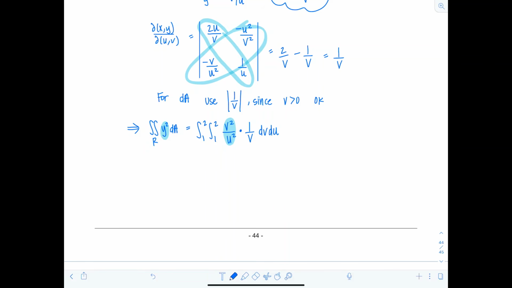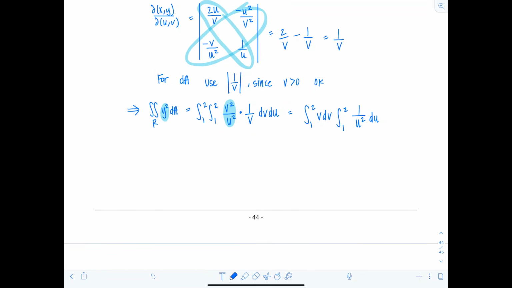All right, how would you actually evaluate it? They didn't ask us to, but we of course want to be prepared. Well, again, all my limits are constants, and the integrand is a product of a function of v and a function of u. So I can break it up into the integral from 1 to 2 of v dv times the integral from 1 to 2 of 1 over u squared du. And each of these is super straightforward, so you end up with 3/4.